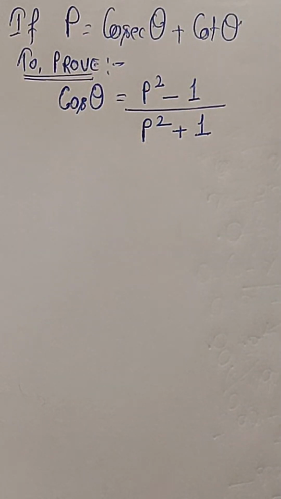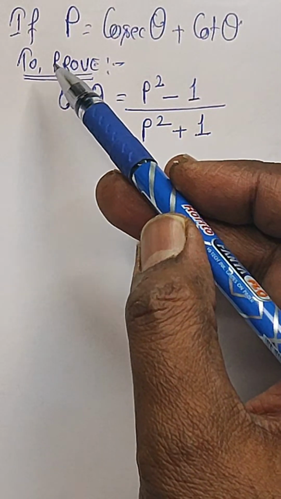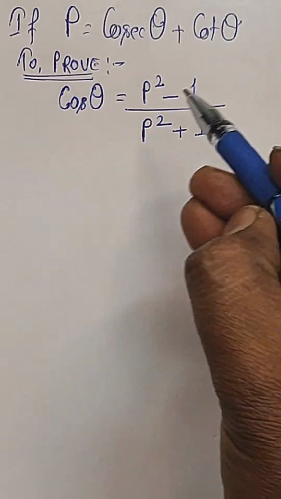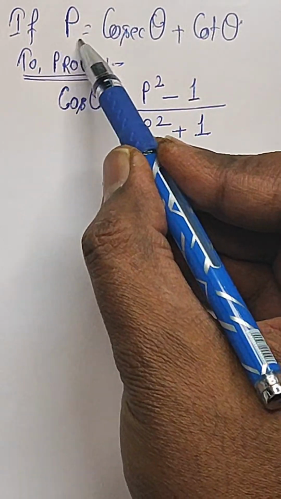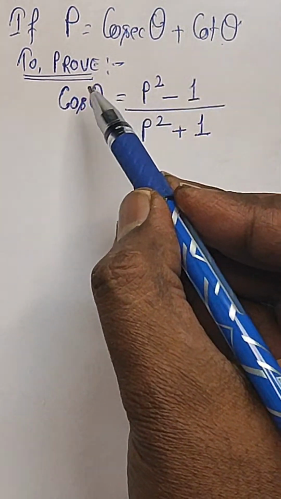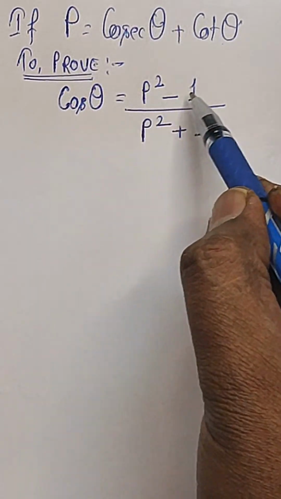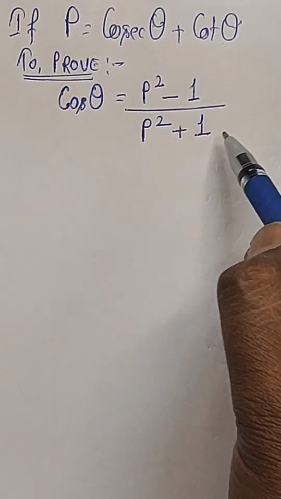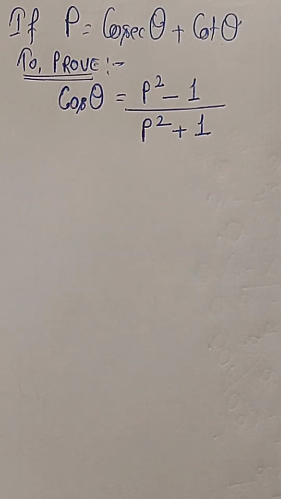So this was the question from trigonometry, which we are taking today again. Given that if p equal to cosec theta plus cot theta, then prove that cos theta equal to p square minus 1 by p square plus 1. I hope the question is readily understandable to you, my dear friends.